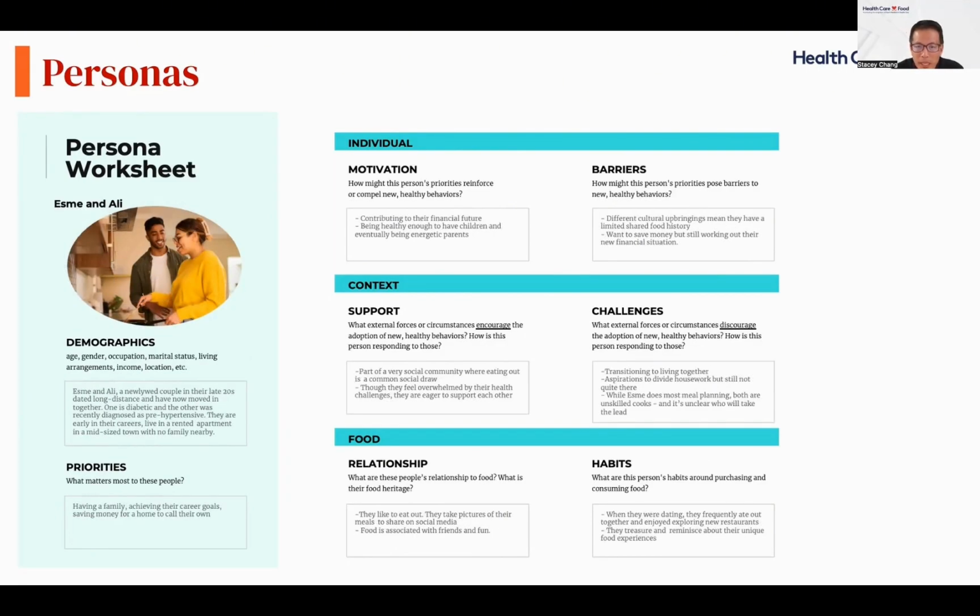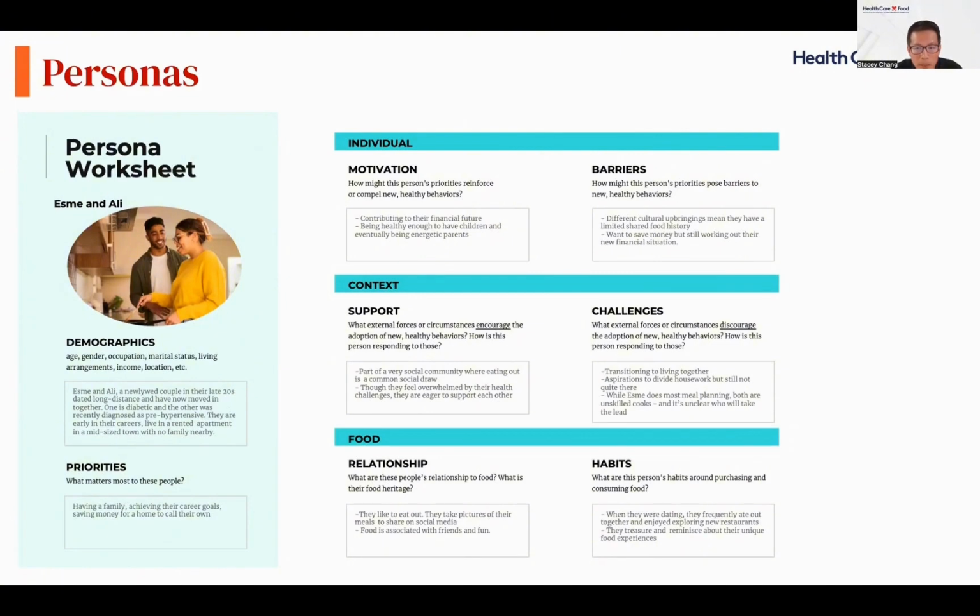The third persona is actually a young couple called Esme and Ali. Their persona is interesting because they come as a pair. Esme and Ali are young. They're earlier in their adulthood, earlier in their careers, but they are both struggling with inherited chronic conditions. They are a newlywed couple with different cultural backgrounds, and they're trying to reconcile all of that as they establish a life together. Food is a huge component of their social lives.